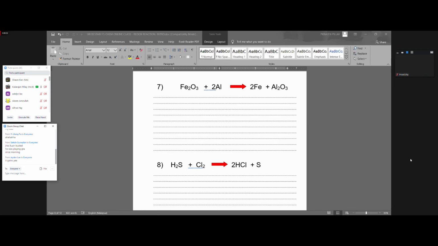Okay, this one, I give you a name again. This is iron(III) oxide. This one is aluminium. This is iron. And this is aluminium oxide. Okay, all balanced already, huh? Try to follow this. This one gains oxygen, this one loses oxygen. Very simple. First one, it is a redox. No problem, huh? Okay. Jaden, try.